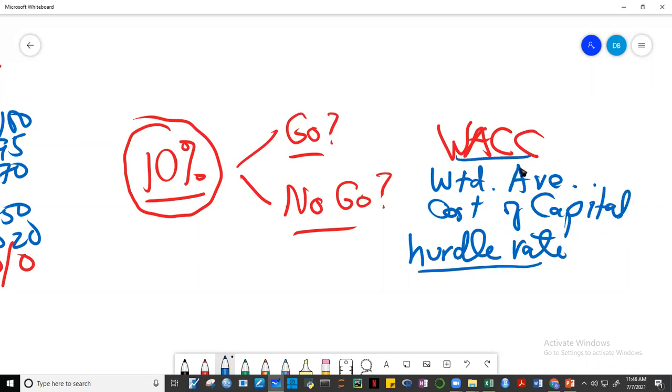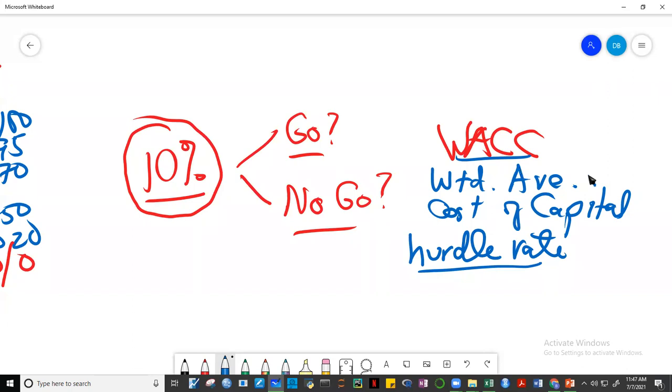Okay, so how do we now address this question? This potential project magbibigay sa atin ng returns ng 10%. Tanong, okay ba to o hindi? The way to answer that is to compare that with your weighted average cost of capital. In a nutshell, ano ba yung weighted average cost of capital? As the name suggests, ito yung average cost na kailangan na fina-finance ng company yung investments. So this is the average cost ng company for long-term investments.